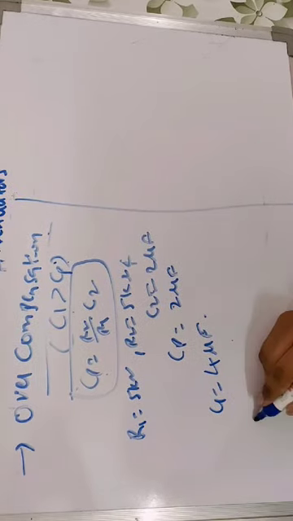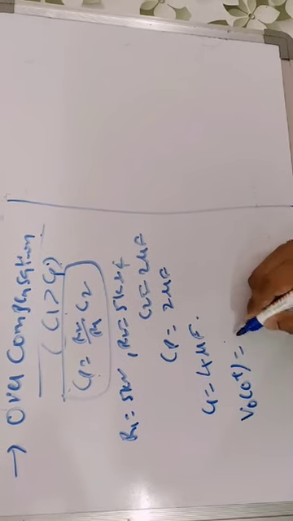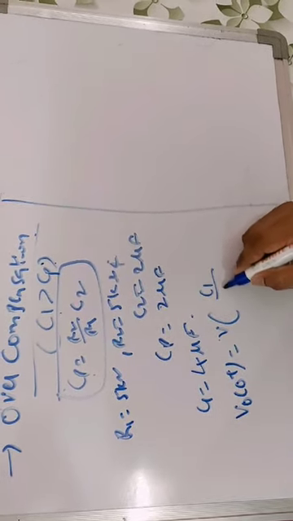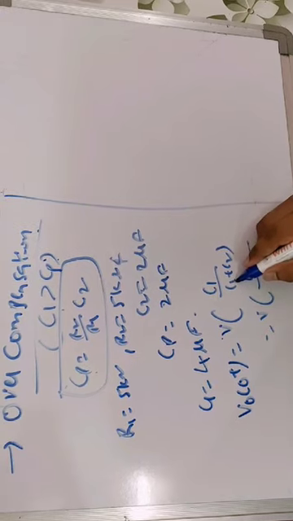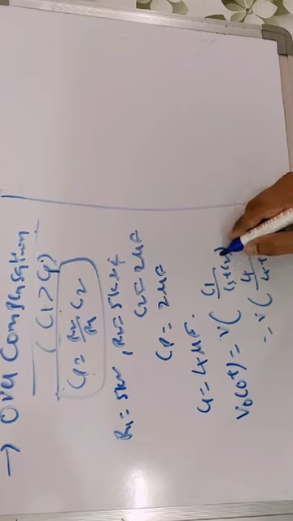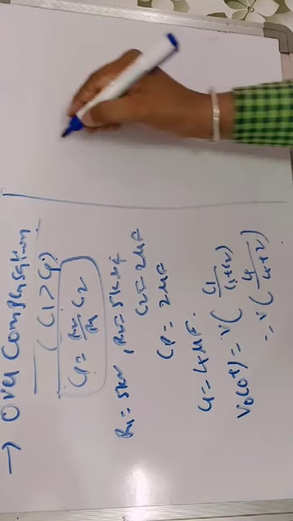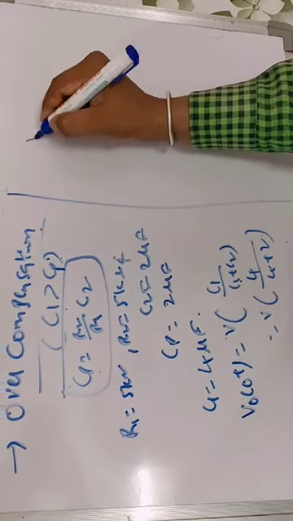In that case, what is the V0 of 0 plus? V0 of 0 plus is nothing but V into C1 divided by C1 plus C2. So V into what is C1 here? C1 is 4 microfarad divided by 4 plus C2 value, which is 2 microfarad, and it is equal to 2/3. It is 4 by 6 into V. It is nothing but 2 by 3 into V0 of 0 plus.